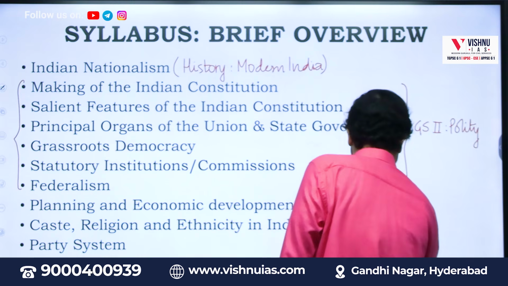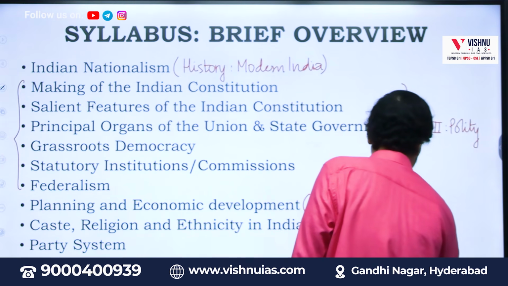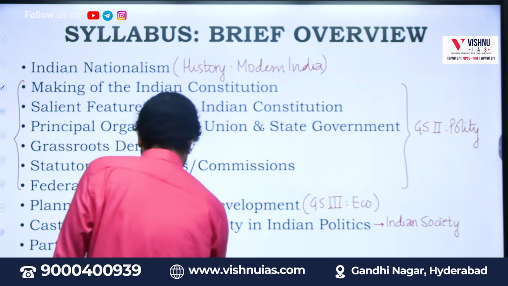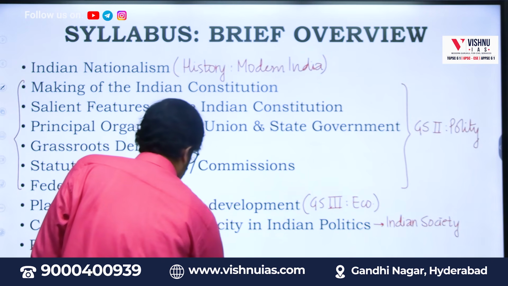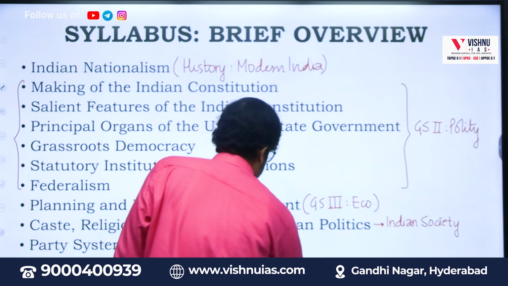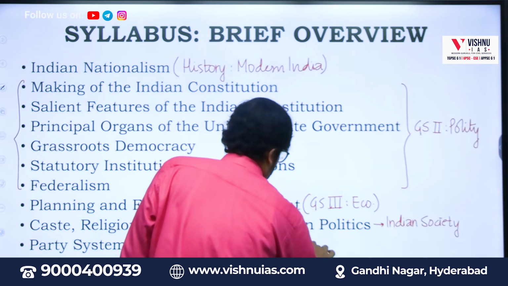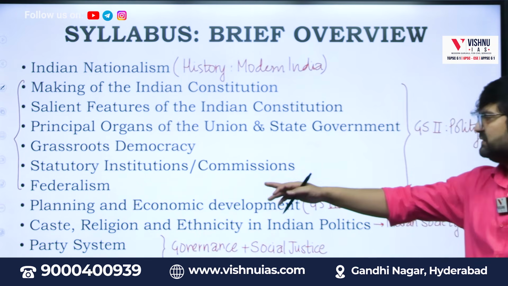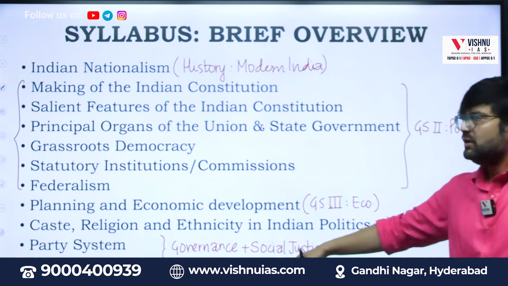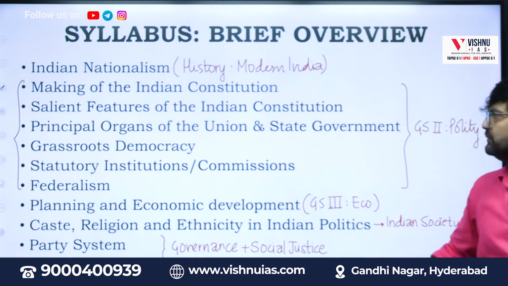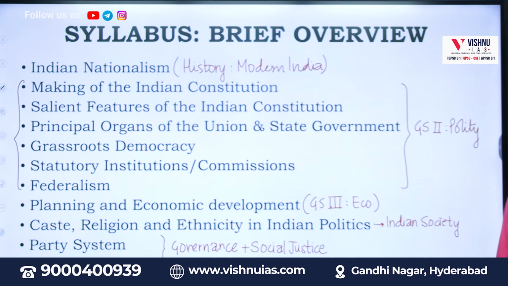So this at best can be mentioned as Indian society and governance plus social justice to some extent. So this is your GS1 small part, caste, religion, etc. And this is again back to paper 2. So your 60-70% of paper 2 is done here. GS paper 2. Okay. Are you clear? Sorry, section B of paper 1.